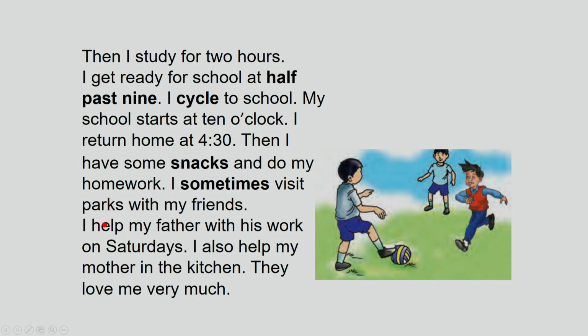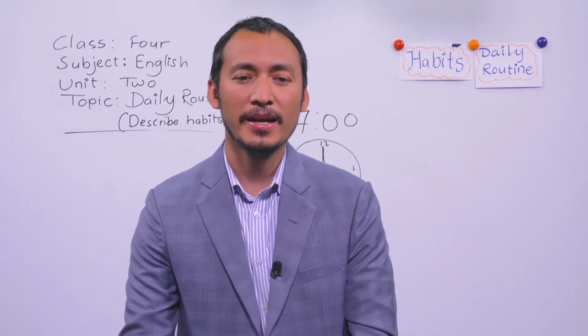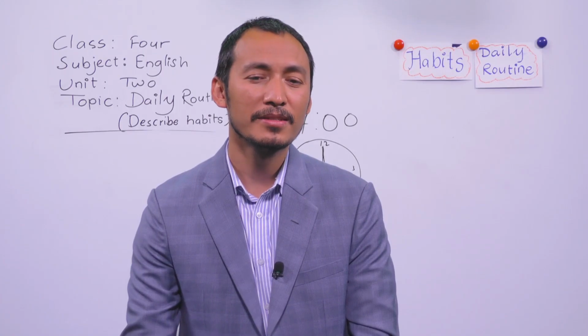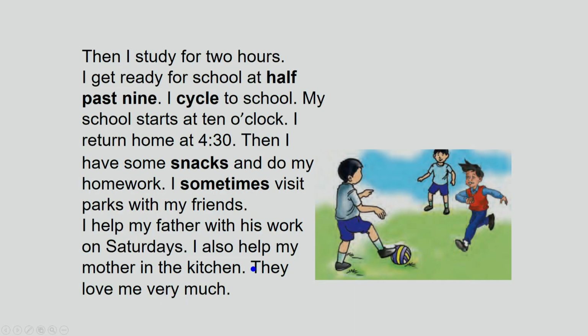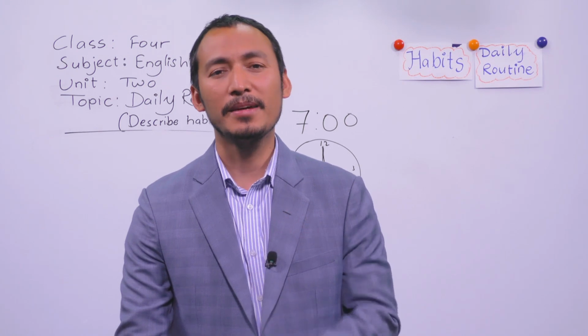Okay. I help my father with his work on Saturdays. What does he do on Saturdays? He helps his father, yes. I also help my mother in the kitchen. Yes, he also helps his mother. Where does he help? In the kitchen. That's correct. Okay, they love me very much. Who love him very much? The father and the mother, right? Yes, you are right.